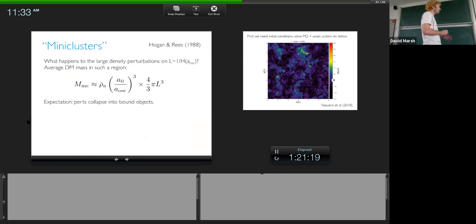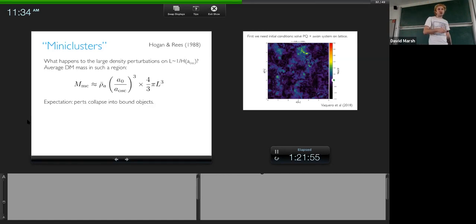So what are mini clusters? They were first talked about in 1988 by Hogan and Rees, and it came from saying what happens to these large amplitude perturbations. So you can say that they'll form an object of some mass, where this mass is given by the average dark matter density in the horizon, or in the patch of size L. So we have some order 1 density fluctuation on scales of order L, and this gives us some mass that we can compute. And the expectation is that these large perturbations collapse into bound objects of this characteristic mass.